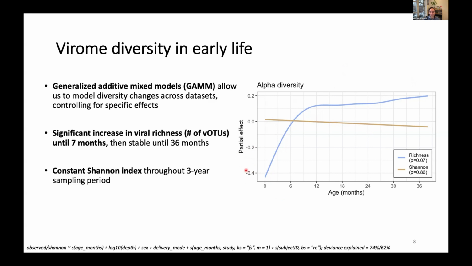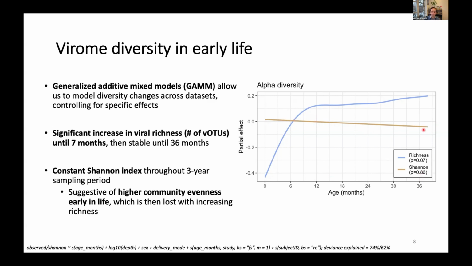And if we look at another diversity metric called Shannon's index, this is a measure of richness, but also evenness. We see that's pretty much a flat line over the whole study period. So what this would suggest is that although richness is increasing during the first 7 months or so, there's a higher evenness early on, which is then lost when there's this increasing richness. And that's confirmed by the pretty flat Shannon diversity.